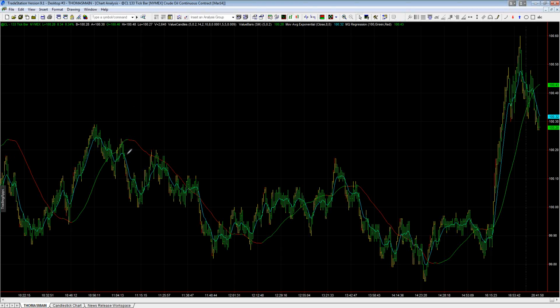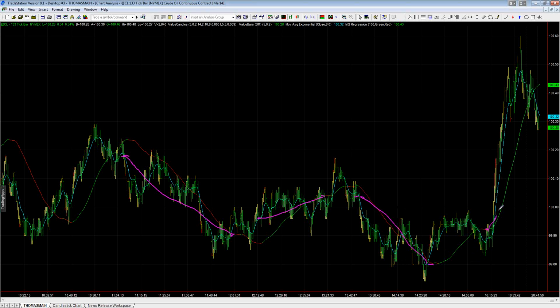133 ticks, not bad though. I mean, you're short up here, you're covering down here, so you had that down move. You're long from right here, you're covering from right here, so not a bad move there. Short here, cover down here, long down here, you caught this entire up move.